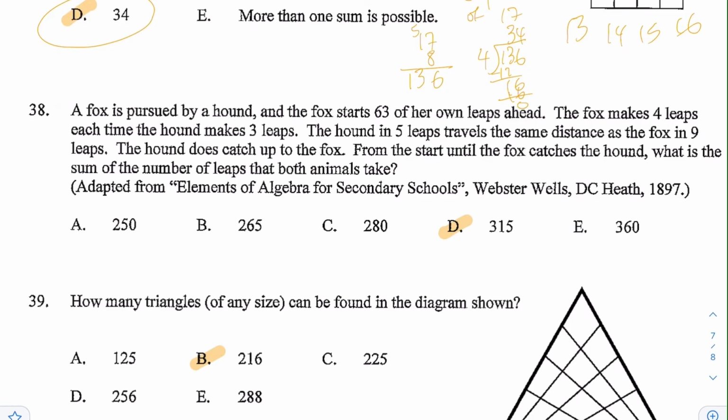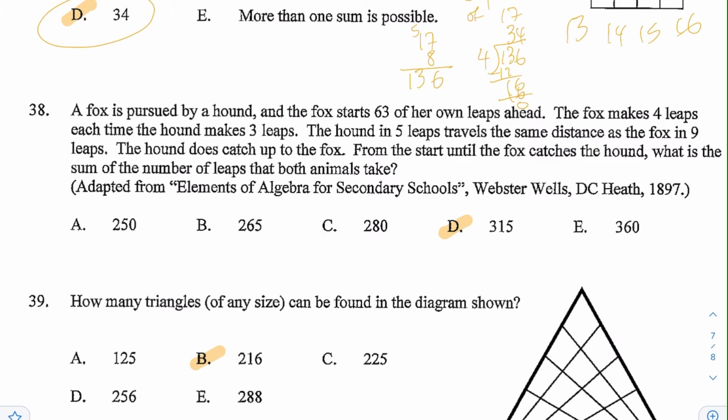Next, for number 38, a fox is pursued by a hound, and the fox starts 63 of her own leaps ahead. The fox makes 4 leaps each time the hound makes 3 leaps. The hound in 5 leaps travels the same distance as the fox in 9 leaps. The hound does catch up to the fox. From the start until the fox catches the hound, what is the sum of the number of leaps that both animals take?